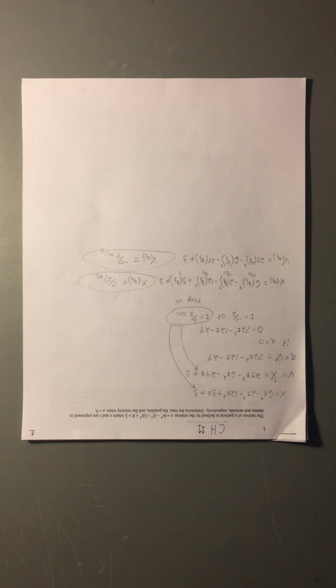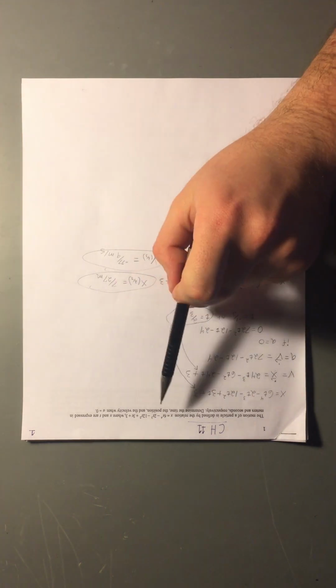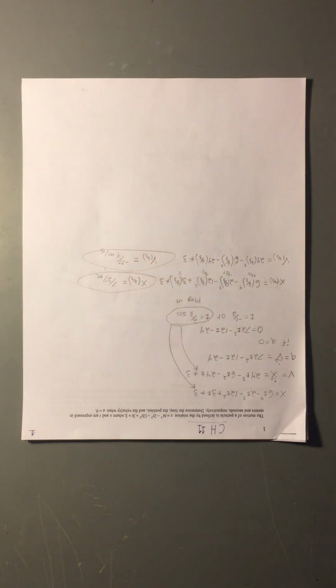So for the first problem here, we were given this equation for the position of a particle, and the question was asking us to find the time, position, and velocity when the acceleration equals 0.